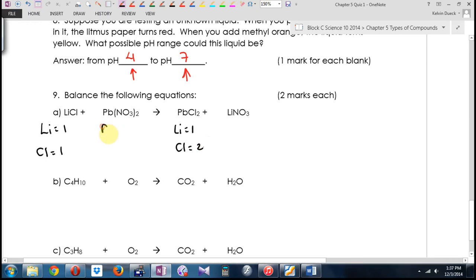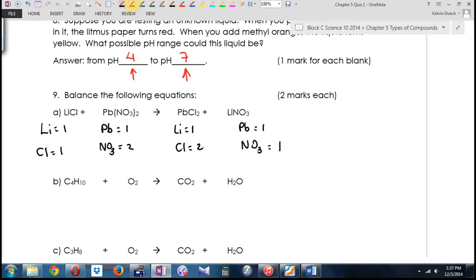How many PBs on the left? How many PBs on the right? Okay. I'm already still thinking about that too. I'm going to treat this as one funky molecule because it's in brackets. How many NO3s? How many NO3s on the right? A lot of kids want to say three. No. One NO3. Okay. I'll give you a half mark if you got that right and everything else wrong. But for now, let's keep going.